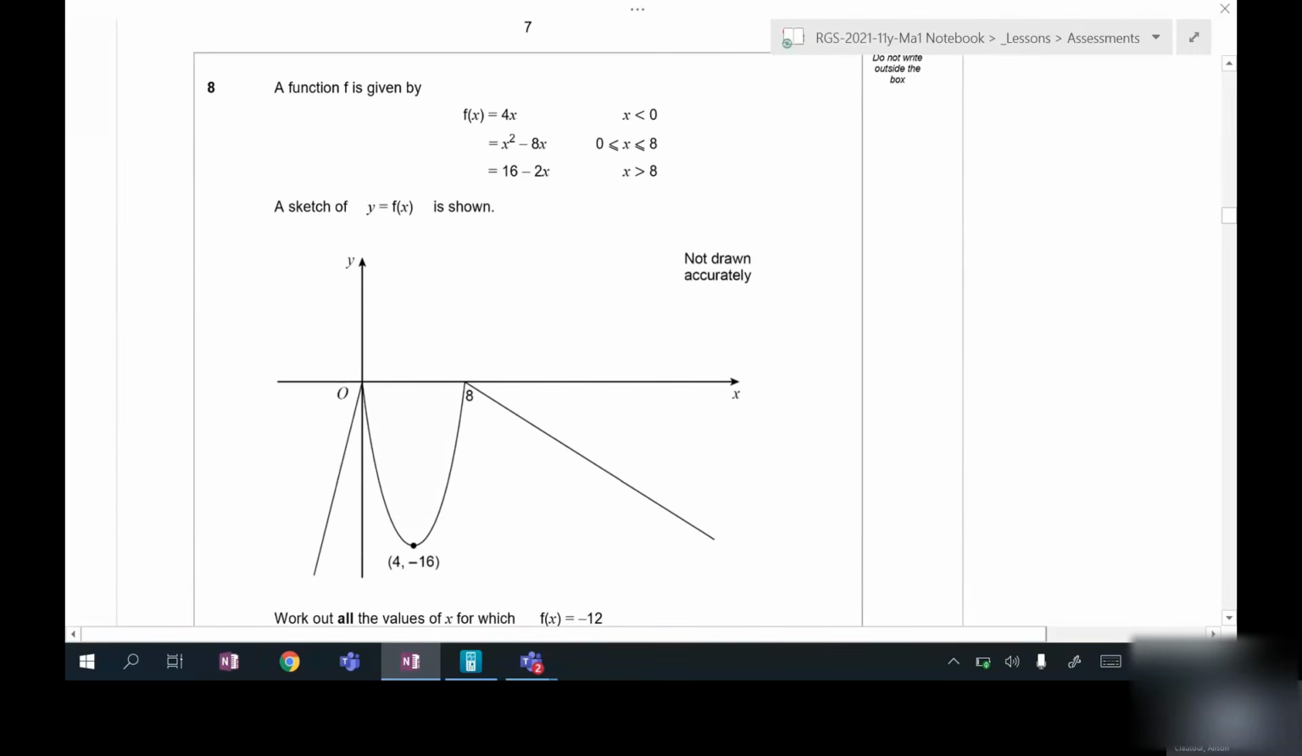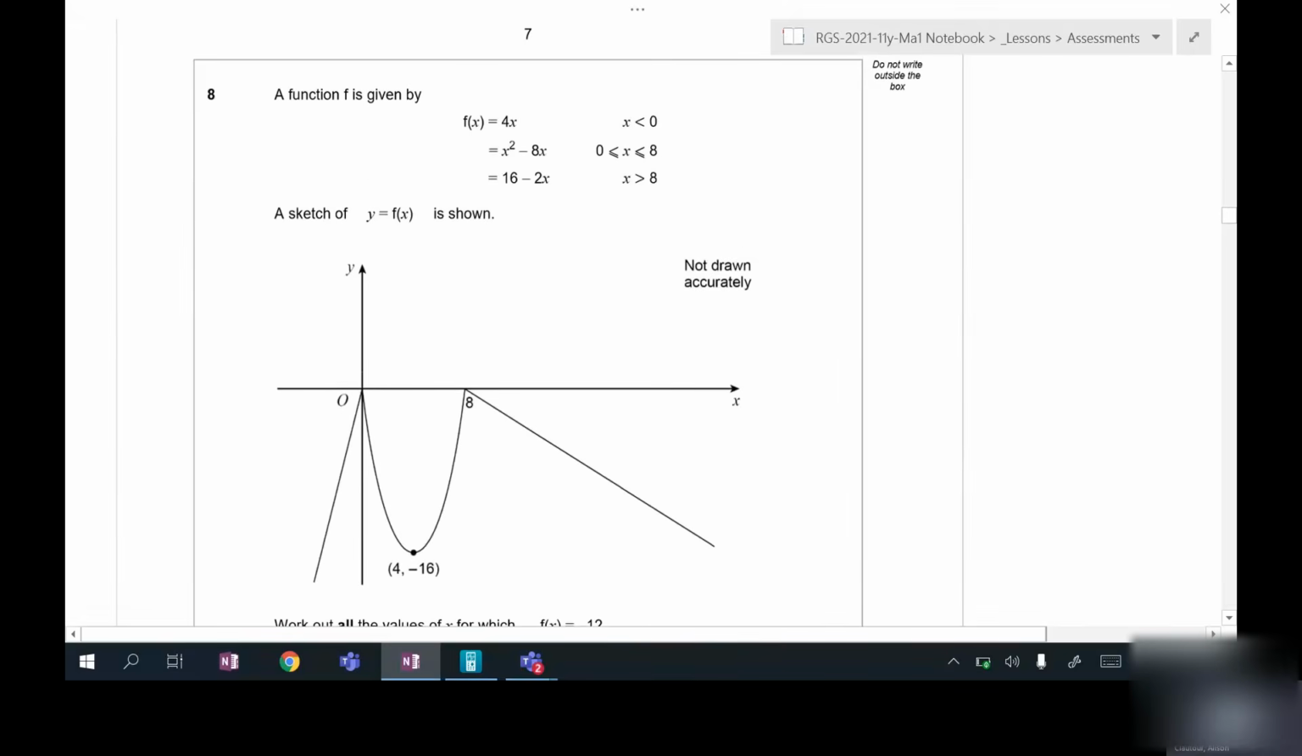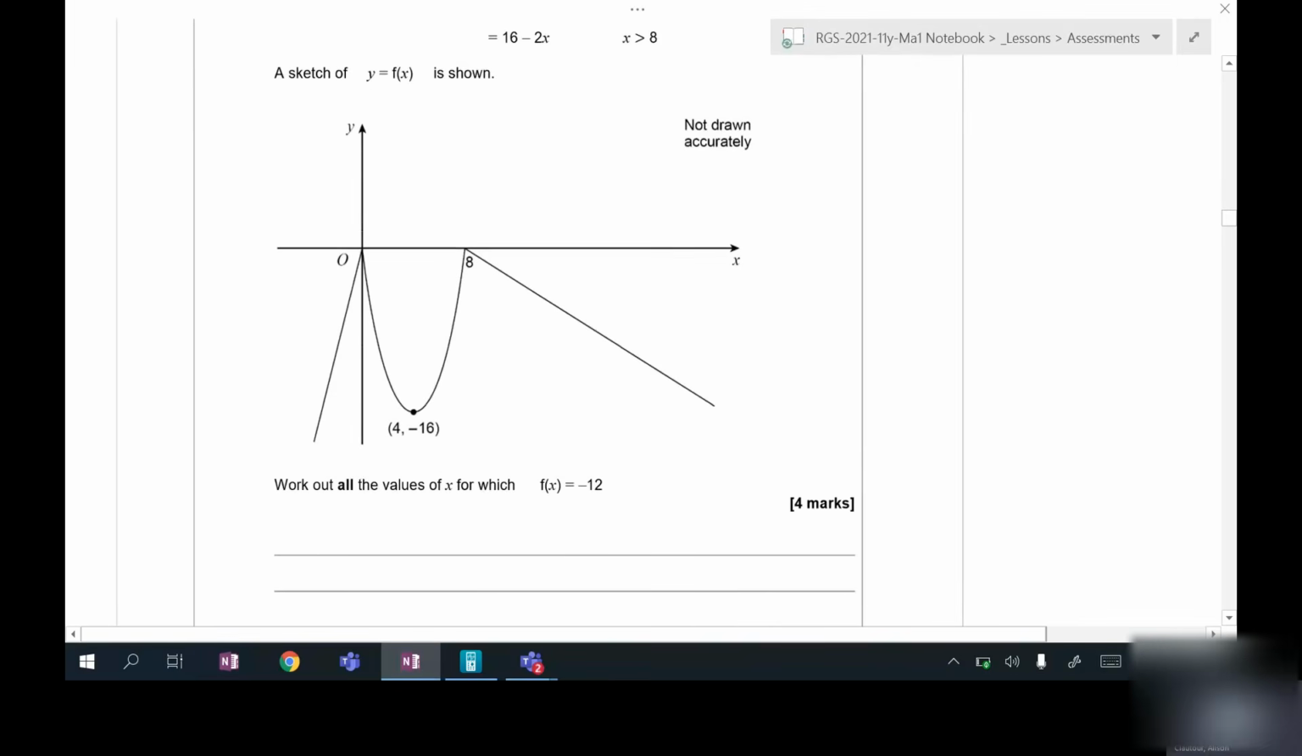Functions question for question 8. It's giving you a piecewise function, and it gives you the sketch of those parts. We want to work out all the values of x for which f of x is minus 12. Remember, a piecewise function is where you've got multiple sections to your graph. We're just going to do the same thing we would normally do.